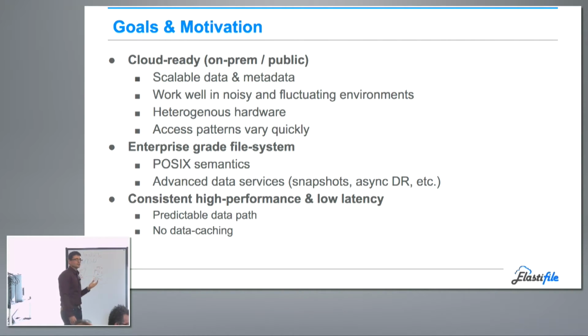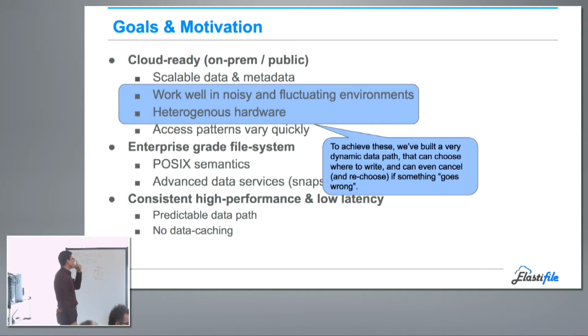As Shachar mentioned, heterogeneous hardware, so it's hard to have it scale with the same hardware. So you're going to have different SSD types and different node types. And the access patterns of the workload vary. Now, these two points motivated us to develop a very dynamic data path, which I'm going to go over in a second, where we can not only choose where each piece of data resides, at the time of the I/O, to which disks it's going to go, but we can actually even cancel that I/O and re-choose a different location where it's going to be persisted. So this allows us to handle all kinds of short-term fluctuations.